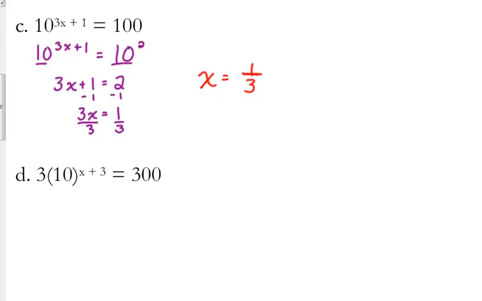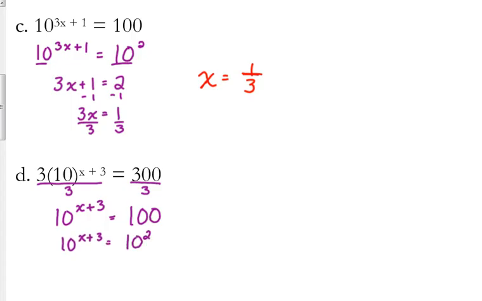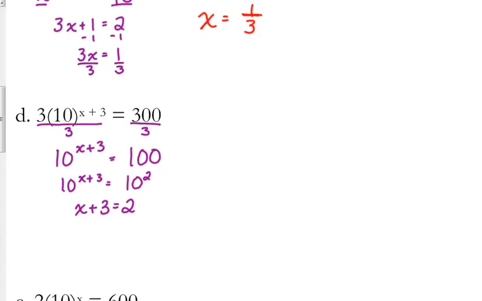Now, D switches things around a little bit. We put something in front of the exponential function. So we've got to begin by moving that 3. It's being multiplied, so we divide both sides by 3. You really don't have to have the parentheses around the 10 there. It was just there to express the multiplication. 300 divided by 3 is 100. So same thing we've been doing. 100 can be rewritten as 10 squared. So x plus 3 is equal to 2. Subtract 3 from both sides. That says x equals negative 1.